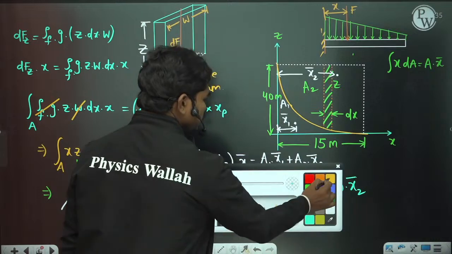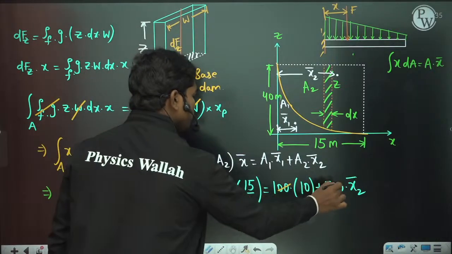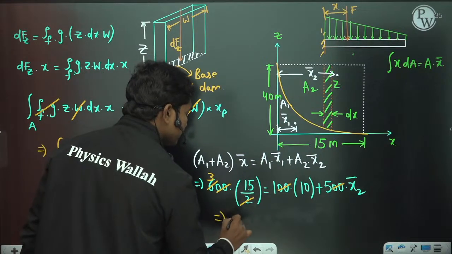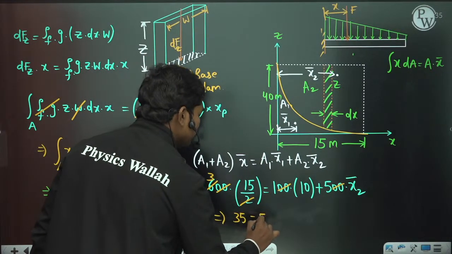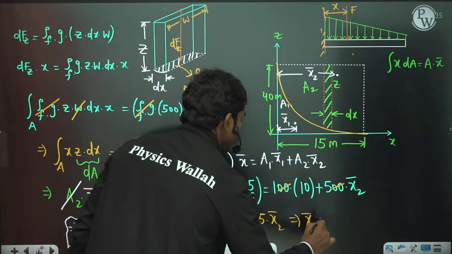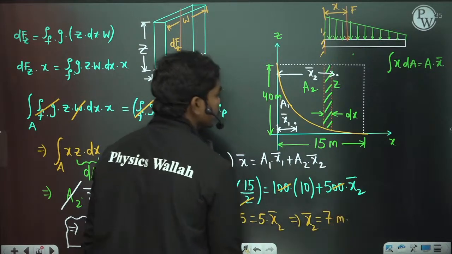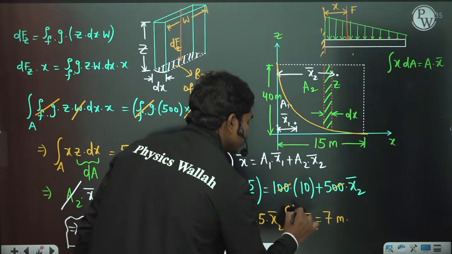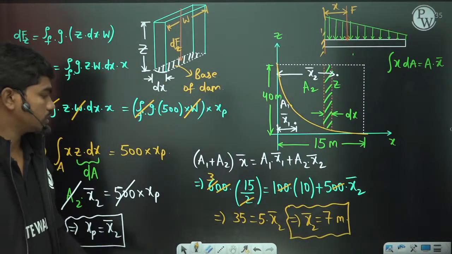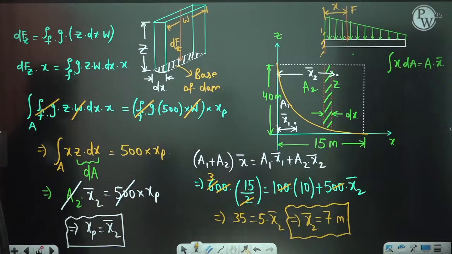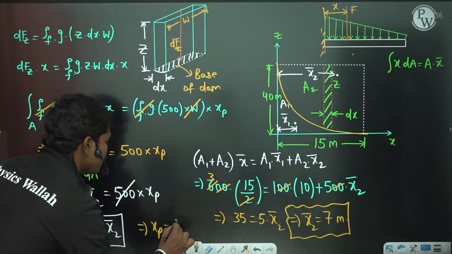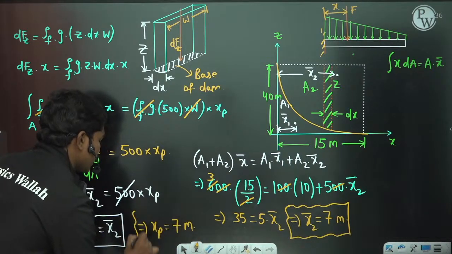Now let us cancel some common zeros that exist in every term. Then this is 3 times 15 by 2, so 45 minus 10, 35. 35 is equal to 5 times x2 bar. So x2 bar is actually equal to 7 meters. This is how we have calculated the centroid of this second part. Since xp and x2 bar are both the same, obviously this implies xp is equal to 7 meters from this z axis.